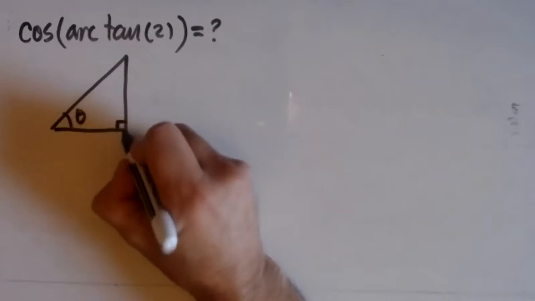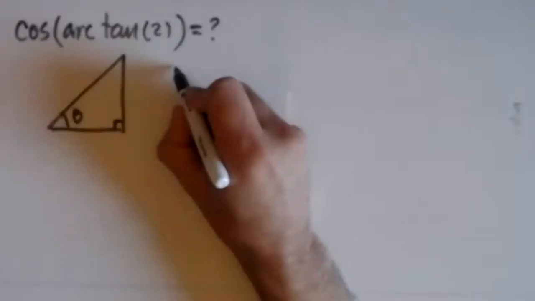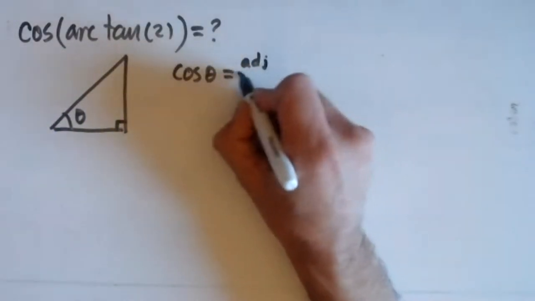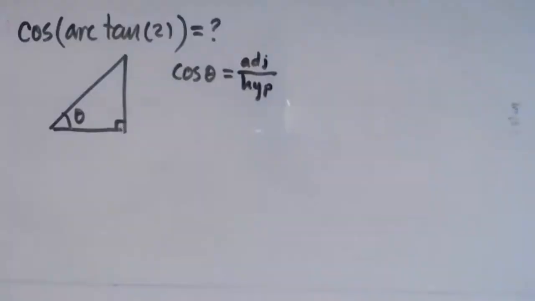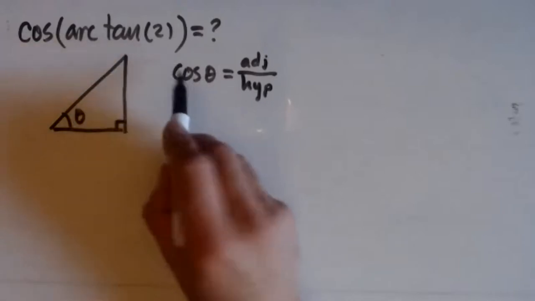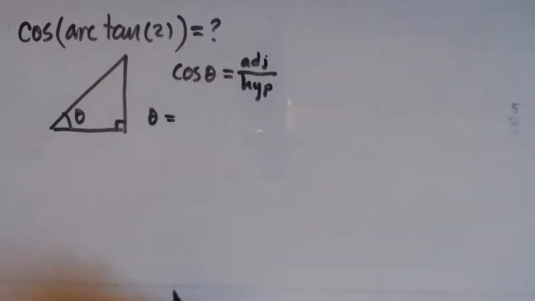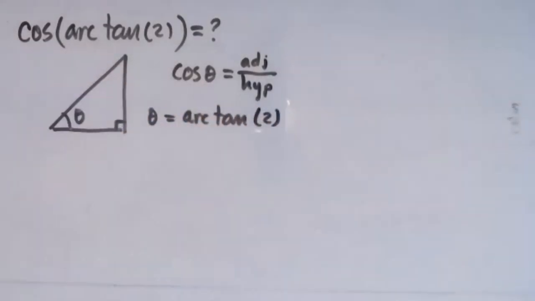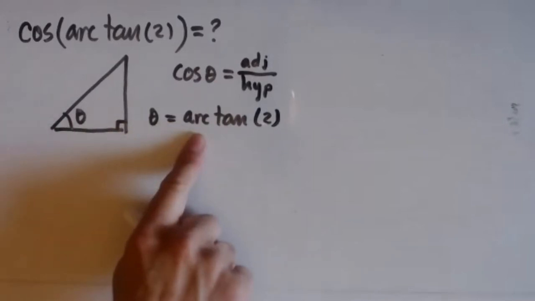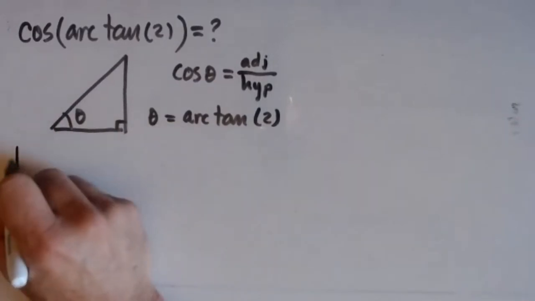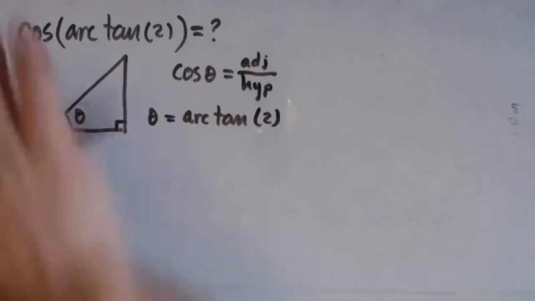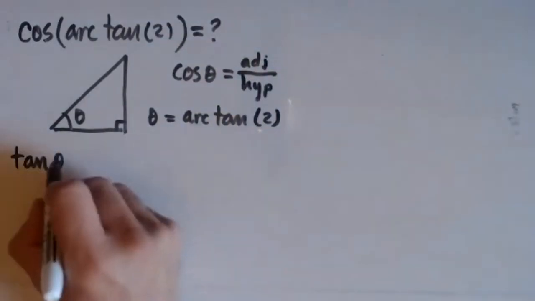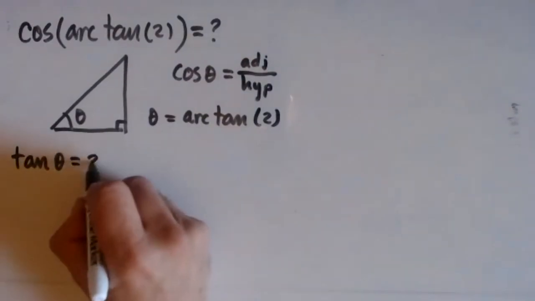Theta. And, well, what do I need to find? I need to find cosine of the angle. Well, the cosine is adjacent over hypotenuse. Okay, well, I match these two expressions again. So theta is the arc tangent of 2. Okay, well, I'm going to use the inverse function. So tangent of the angle is 2.